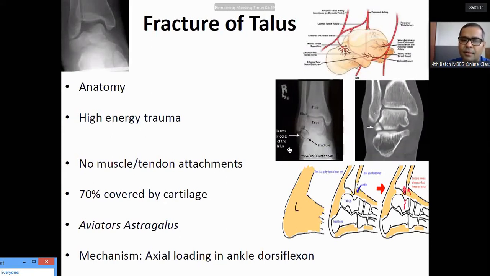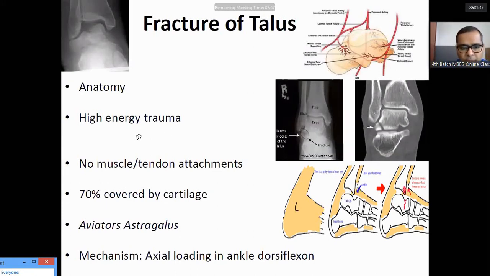Sometimes depending on the X-ray we treat it as a simple ankle sprain, but the pain and swelling do not subside after 3 weeks of slab or plaster. If the patient is still having pain and swelling, we should be highly suspicious of osteochondral fractures around the ankle. Talus fracture is a high energy trauma, a high velocity injury. It has no muscle or tendon attachment. 70% of the talus is covered by cartilage, so the blood supply is very precarious.